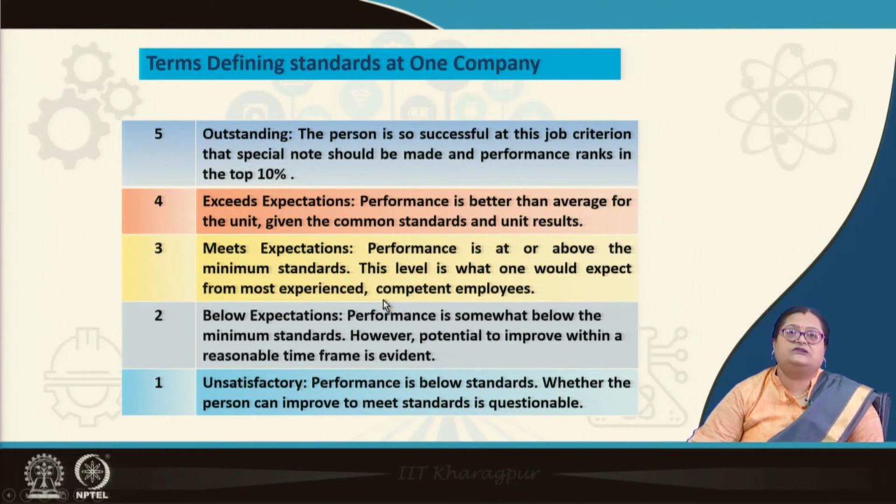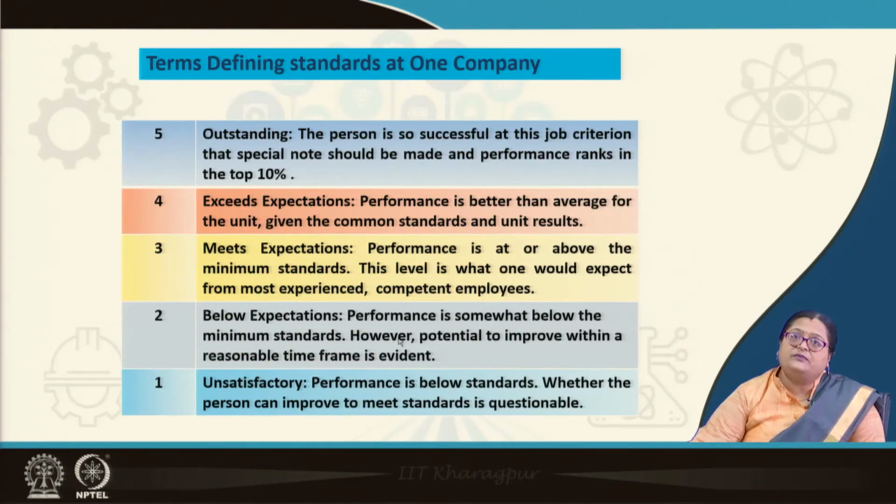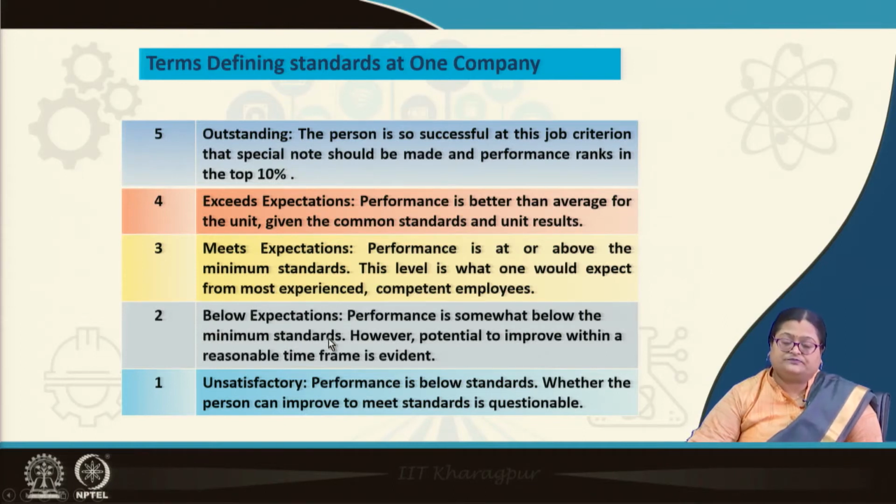Below expectations means performance is somewhat below the minimum standards. However, potential to improve within a reasonable time frame is evident. Unsatisfactory means performance is below standards. Whether the person can improve to meet the standards is questionable. So you can define 5, 4, 3, 2, 1 in this way.